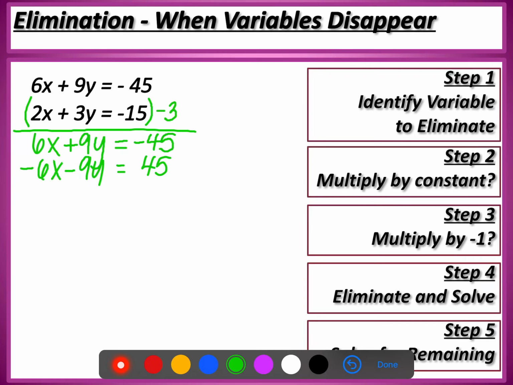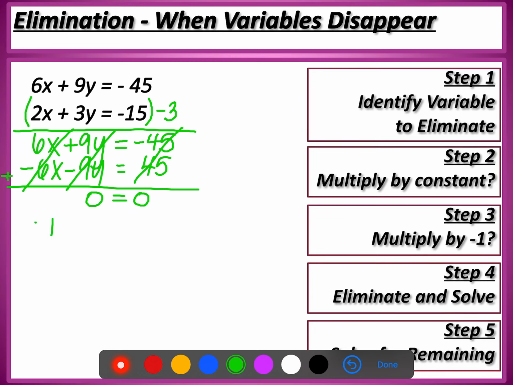Okay, so those are our two equations. When we add them together now, both the x's and the y's cancel. So what do I have on the left side of the equation now? I have 0. And I get -45 plus 45. That's also canceling. 0 equals 0.